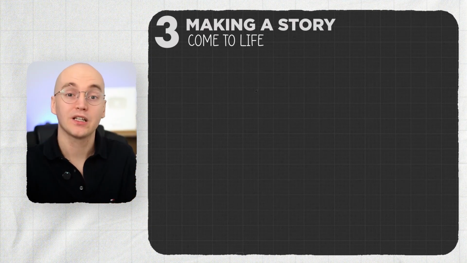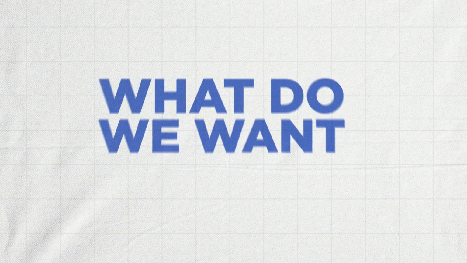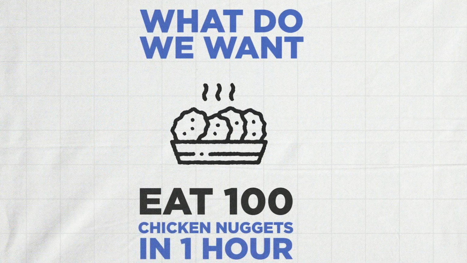So what we know is typically when we set up a story, we want to establish 3 main things. We want to establish what do we want. For example, I want to eat 100 chicken nuggets in 1 hour. That's the base of our story.